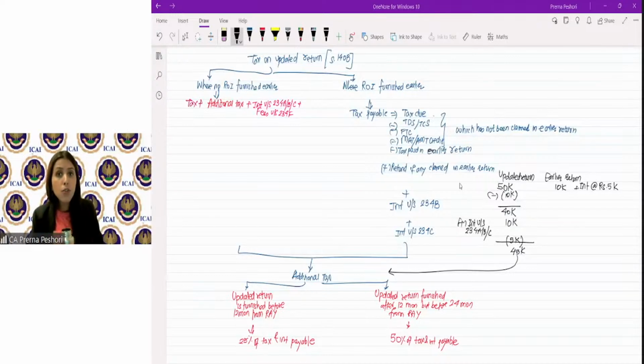Because if you do not file the return of income and the AO initiates the reassessment or assessment proceedings, he may charge the penalty for under-reporting or non-reporting of income. In which case, the penalty is as high as 50% of the under-reported income to 200% of the income. So to avoid those consequences, you can go for the updated return and pay this additional tax. This additional tax works like a penalty. Any question, students? Any doubt?